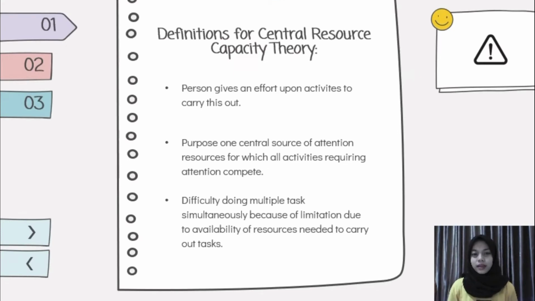So in this slide, we have a definition for Central Resource Capacity Theory. What is Central Resource Capacity Theory? First, a person gives effort to an activity to carry it out. The second is purpose: one central source of attention resources, for which all activities require attention to complete. And the last one is difficulty doing multiple tasks simultaneously because of limitations in the availability of resources needed to carry out these tasks. This means that some people have difficulty doing two or more tasks simultaneously or continuously because of these limitations.